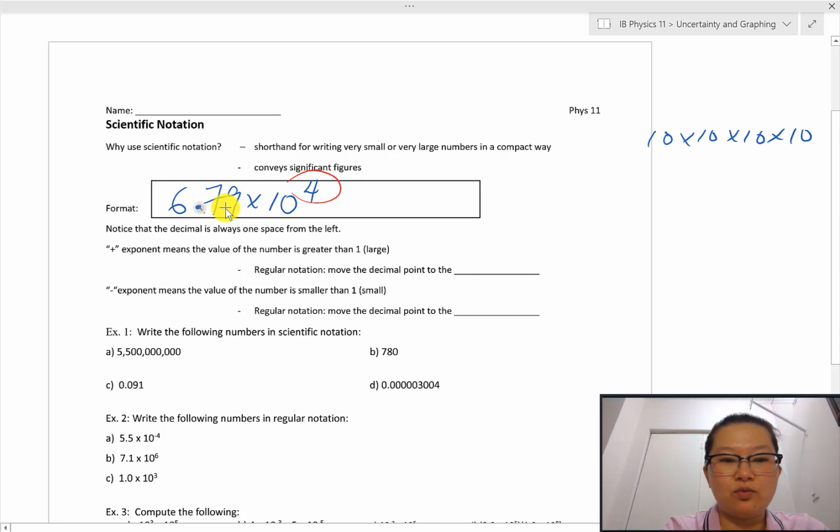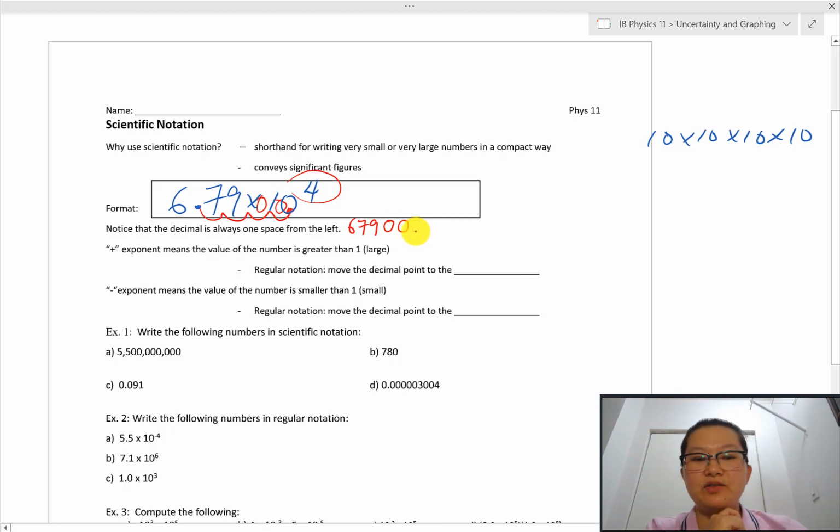So this is 4 steps, 1, 2, 3, 4, okay? So that's where my new decimal is going to be. If I had to write this number out, this is going to be 6, 7, 9. And notice how I went over 2 more spaces, and I'm going to fill those 2 spaces with zeros. So there's going to be 2 zeros, and that's where my imaginary decimal would be right there.